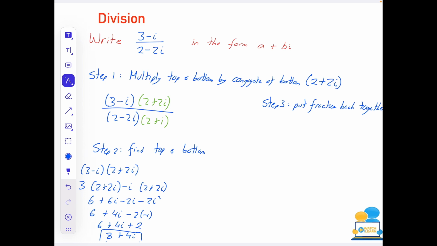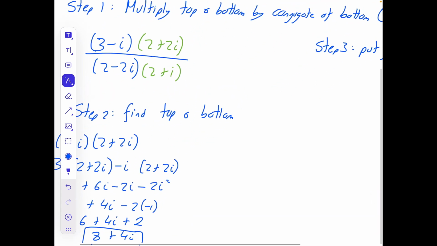Okay, same thing for the bottom. And in the back of my head, before I even start this, I know I should end up with just a normal number, just a real number on the bottom. So it'll be 2 minus i.